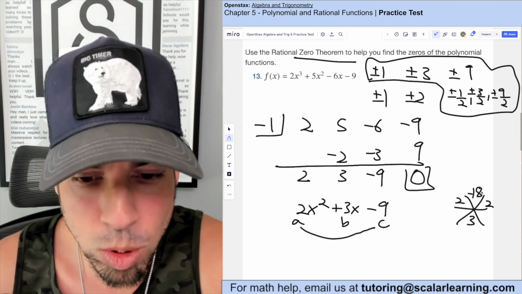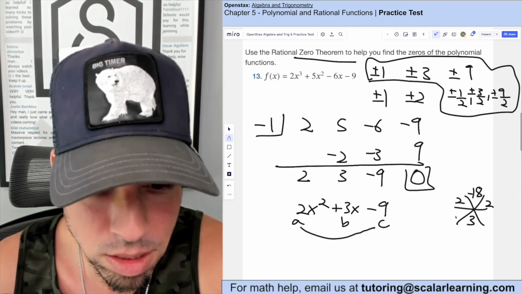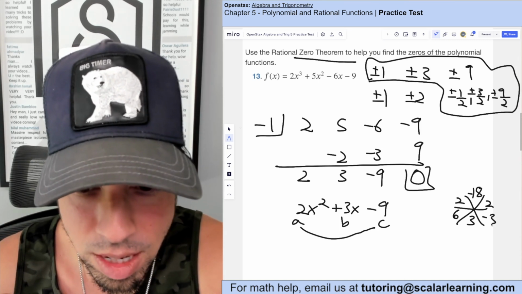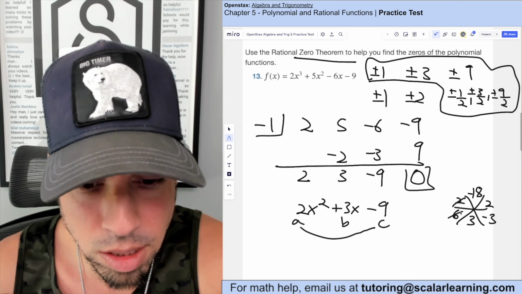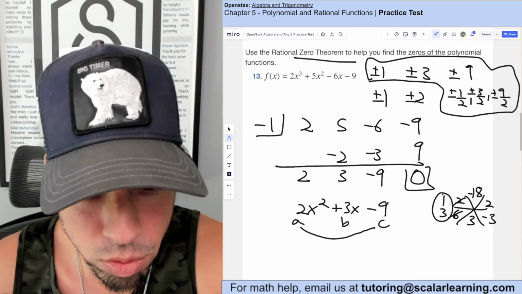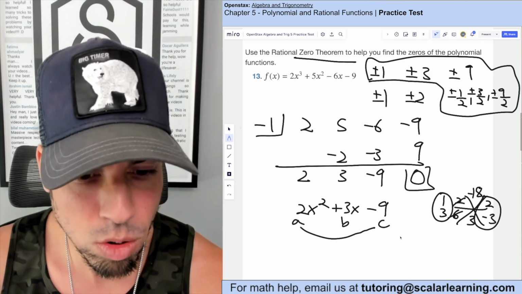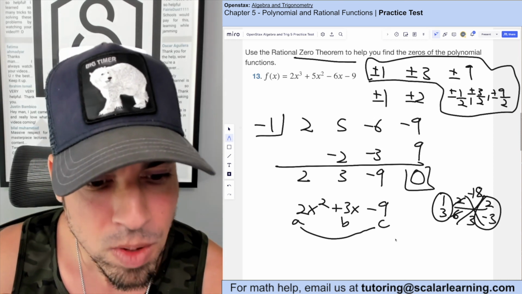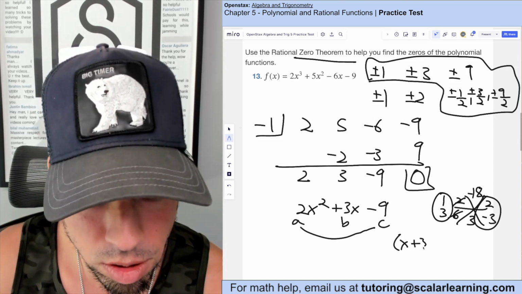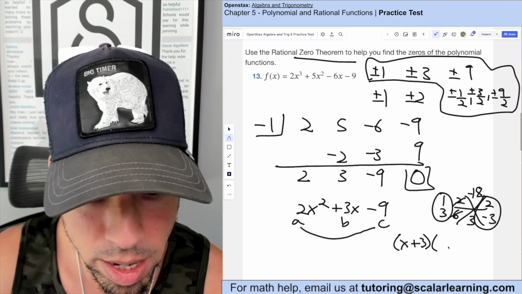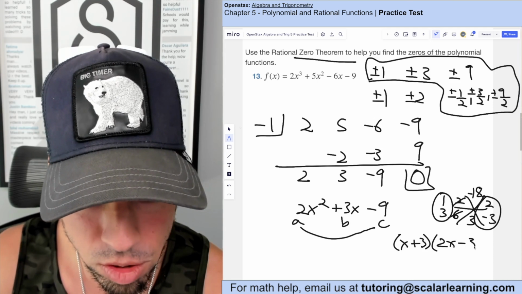So what two numbers multiply to -18, add to +3? That'd be +6 and -3. Then I reduce this like a fraction to make that 1/3. And now these are the coefficients of the factored binomial. So it'd be 1x plus 3 times 2x, right? The 2 goes with the x, and then -3 over there.